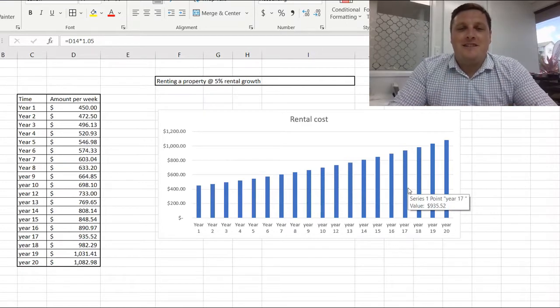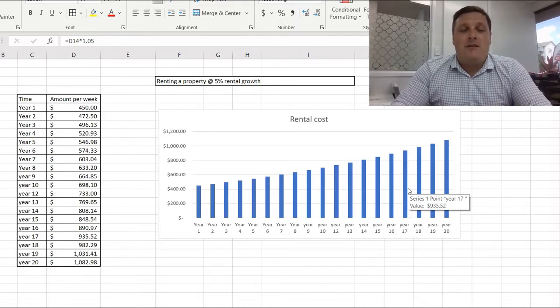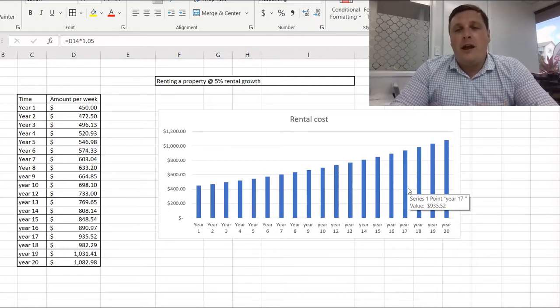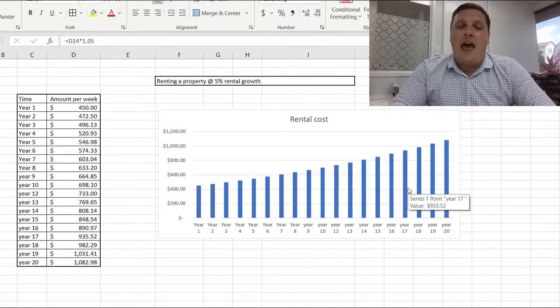So to jump into my first scenario, this scenario really illustrates how compound growth can work against you. This is talking about if you're a tenant and renting a property, what that looks like over time, looking at a 5% growth. So that is rental prices going up 5% per year, year on year, and how that starts to compound over time.